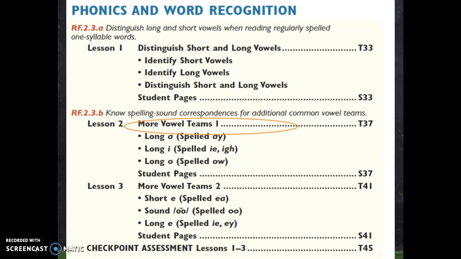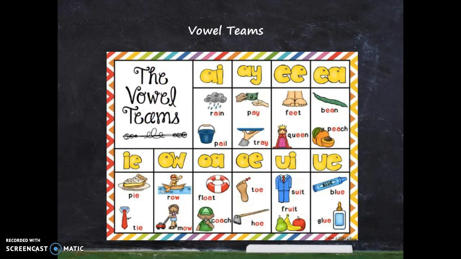Today we're going to start on lesson 2 with more vowel teams, part 1, and this goes along with the standard: know spelling-sound correspondences for additional common vowel teams. Some vowel teams that say the A sound are A-I and A-Y. These say the long A sound.